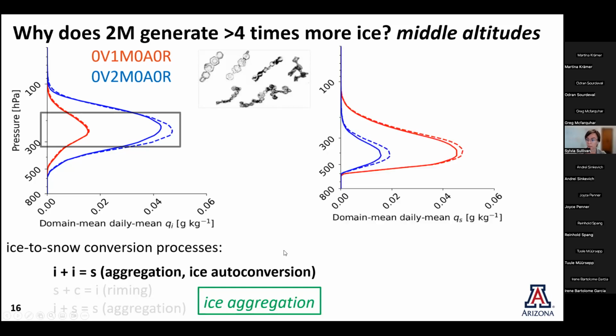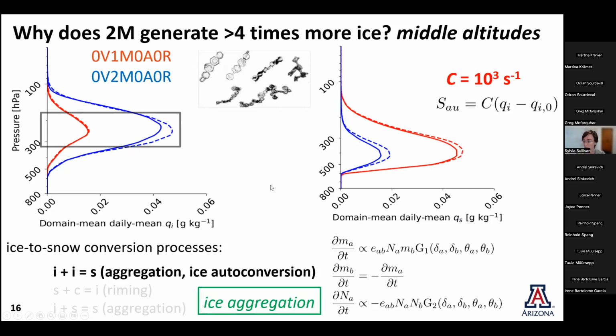So if we look at the snow mass mixing ratio, Q sub S, over here on the right, it's a mirror image of the ice one. So we have a lot more snow in the 1 moment scheme in the red than in the 2 moment. And that's because the 1 moment scheme converts ice very efficiently to snow. Just over a fixed time constant, ice becomes snow in the 1 moment scheme.